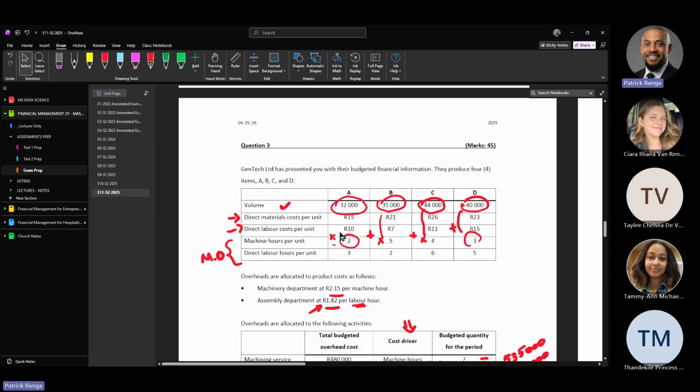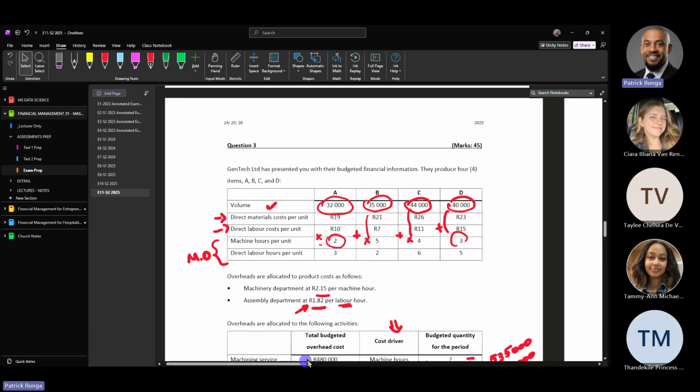The direct labor is given to you per unit. It's just taking volume multiplied by the cost per unit. Volume multiplied by the cost per unit. Volume multiplied by the cost per unit. So for A, for example, if you take 32,000 divided by 19, multiplied by 19, what do you find? Calculator, please.